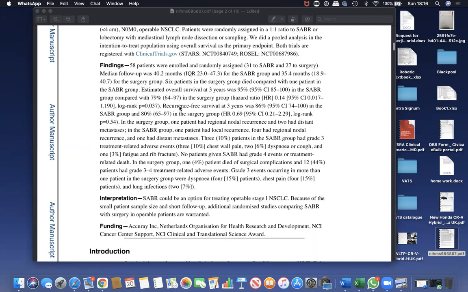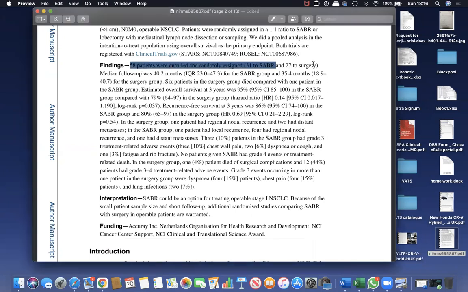Next. Tell me. 58 patients were enrolled and randomly assigned, 31 to SABR and 27 to surgery. Median follow-up was 40.2 months. Okay, just stop. Let's go with the first line. Any comments you want to make on this? Sir, 58 is a very less number, sir. 58 in how many trials? 2 trials is very less.